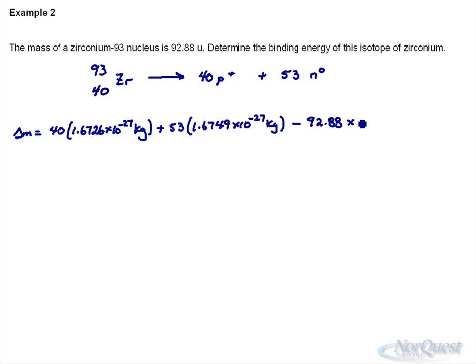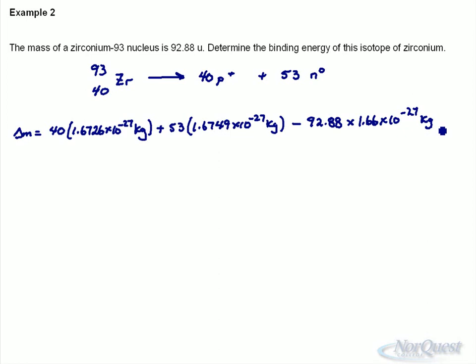So we're going to times this by 1.66 times 10 to the negative 27 kilograms. So we had to get everything into the right unit system. That atomic mass unit conversion is on your data sheet. So again, be very careful when you're punching this in.